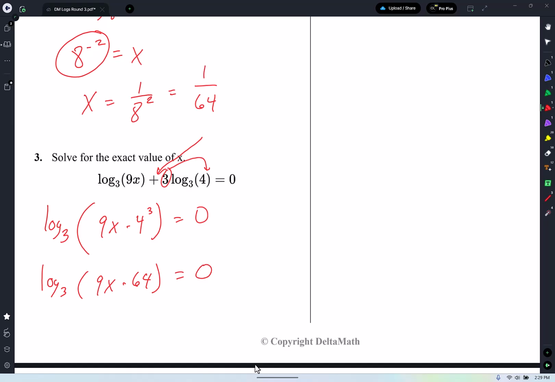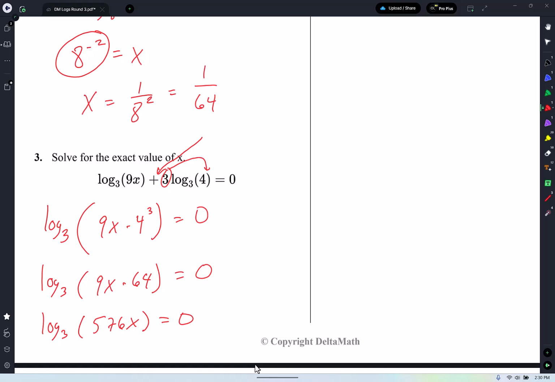There it is. 64 times 10 is 640. So 64 times 9, what is it? 576. Log base 3 of 576x equals 0. Yeah. Take 64 away from 640 and you get 576.